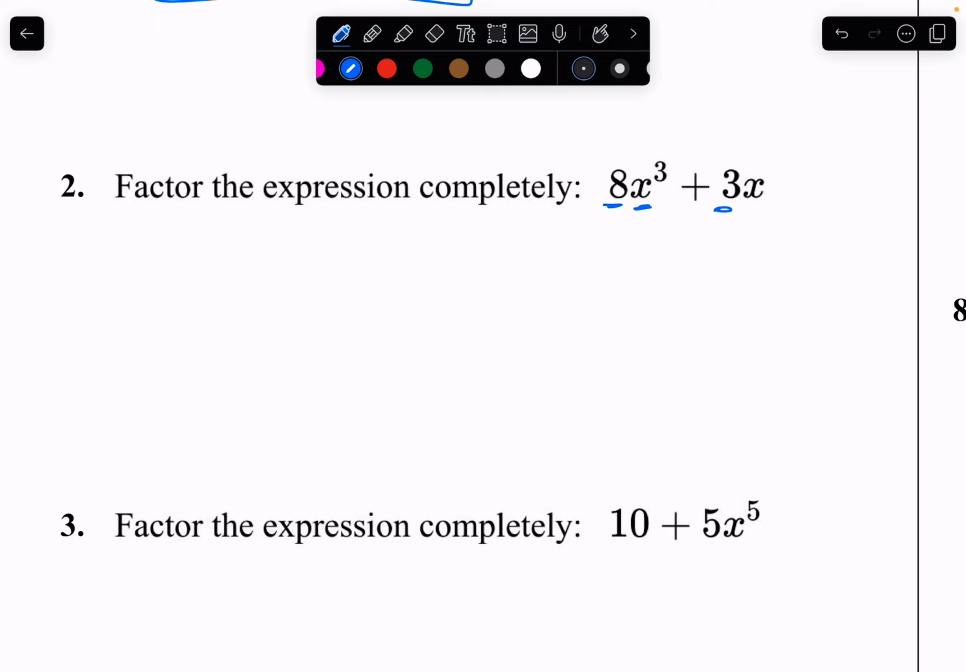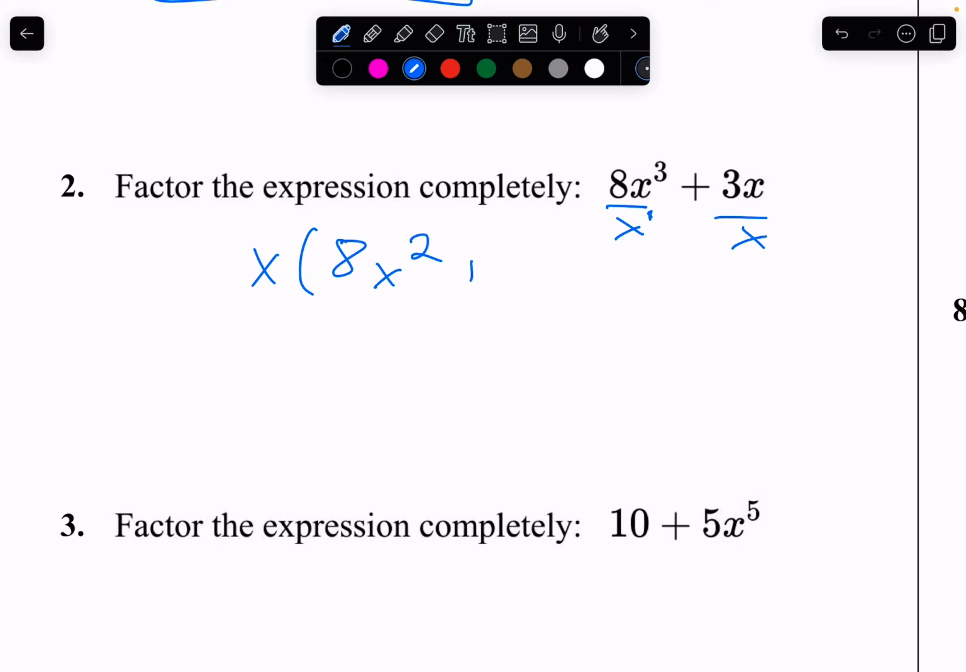However, if we look at the variables, this term has 3 x's, this one has 1 x. We can pull 1 x out. That's our GCF, and of course we have to divide everything by our GCF. So we end up with 8x, and when we divide things with exponents, we subtract. This has a power of 1, so we do 3 minus 1, and we get 2. So it'd be x times (8x squared plus 3), because these x's cancel.